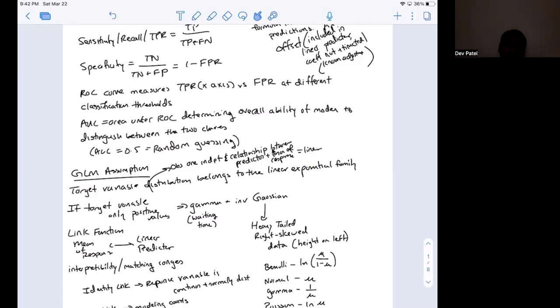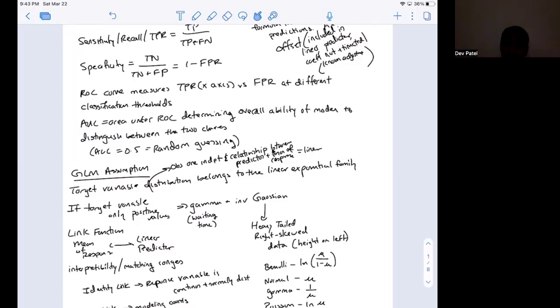But one of the assumptions of generalized linear models is that the target variable in linear regression follows a normal distribution. But now in generalized linear models, the target variable follows a distribution that belongs to the linear exponential family. So in this case, it's referring to normal, Poisson, gamma, binomial distribution, anything that belongs to that linear exponential family. We assume that the target variable has a distribution in that.